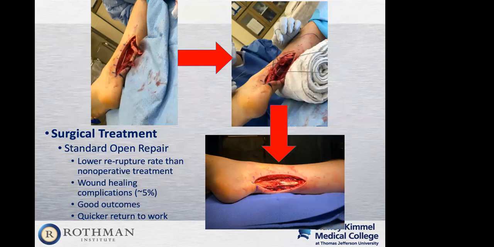And I would tell you the majority of wound healing complications do not lead to any significant adverse effects in terms of a patient's recovery, but obviously it's a risk that's not going to be associated with non-operative management.